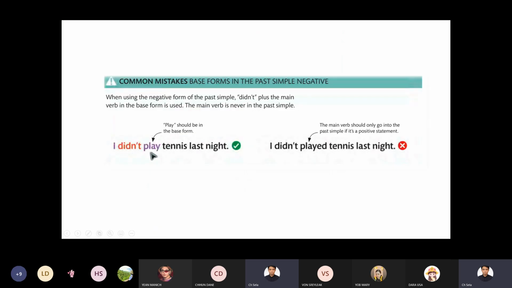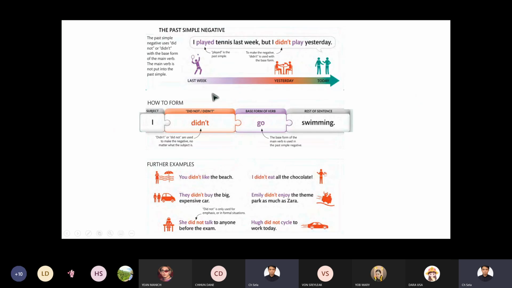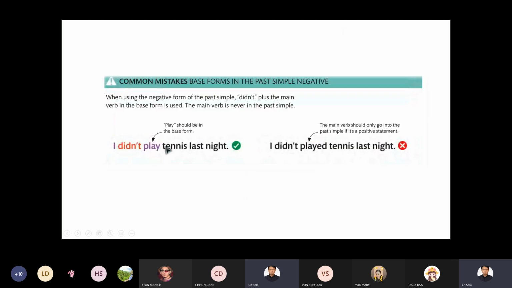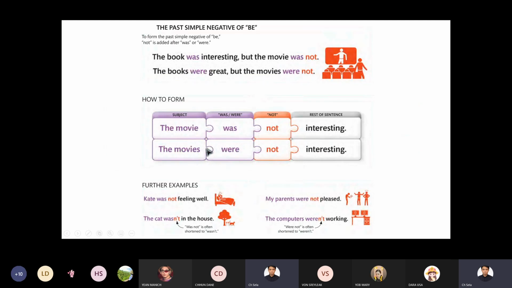And I didn't play tennis last night. If you read this slide, in order to make the negative form, you need to use did not or didn't, all right? People often make mistakes with this one. I didn't play tennis last night, and with play here you still use -ed. That is the mistake. You cannot do it. So you have to change play to the base form of the verb. All right. Okay. So this is the negative of the verb to be.